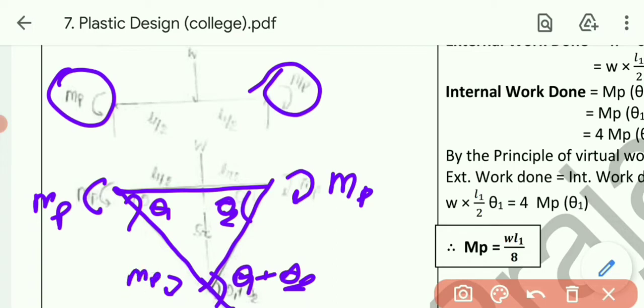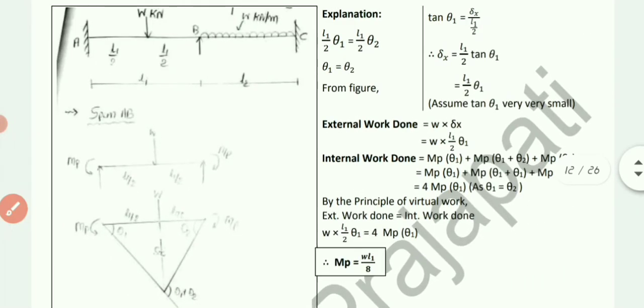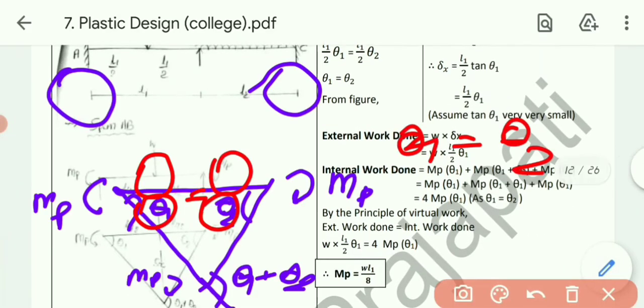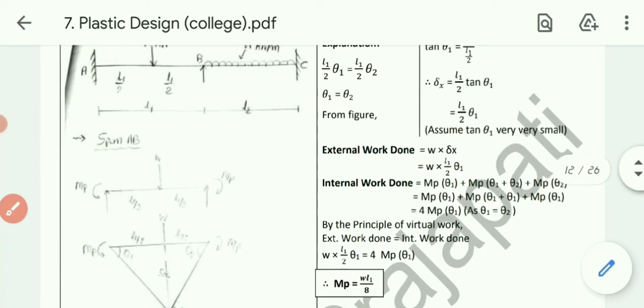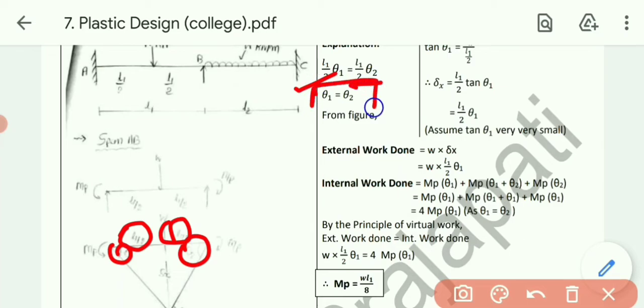Okay, so let's derive the formula, or we can say the relation, between theta 1 and theta 2. So we can say theta 1 into L1 by 2 equals theta 2 into L2 by 2. So we will get ultimately theta 1 equals theta 2 because of the central point load. See, that's the explanation. L1 by 2 into theta 1 equals L1 by 2 into theta 2. L1 by 2 will be cancelled, so ultimately theta 1 equals theta 2.